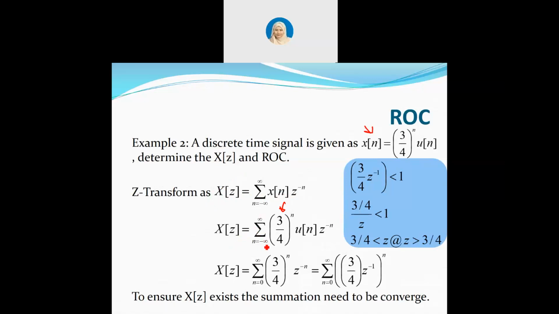So, Xz equals to the sum for n from negative infinite to infinite, 3 over 4 to the power of n, un z negative n. So, un is n from 0 to infinite. So, you will find that Xz equals to the summation from n equals to 0 to infinite, 3 over 4 to the power of n, z negative n. So, this is our Z transform in open form solution.